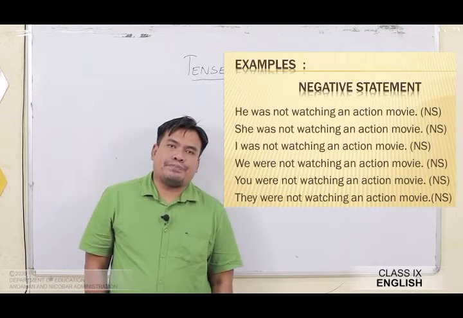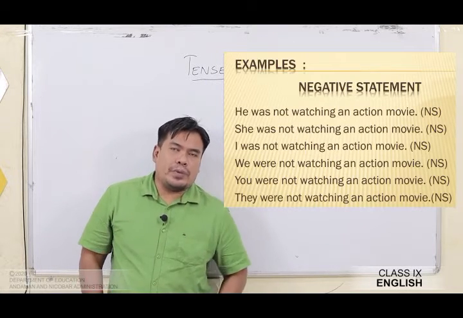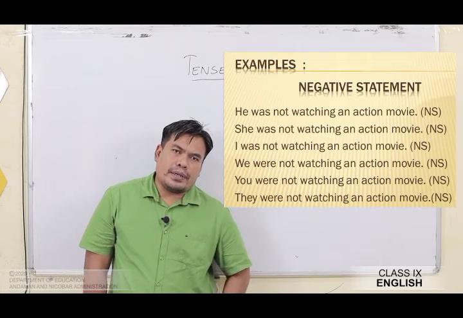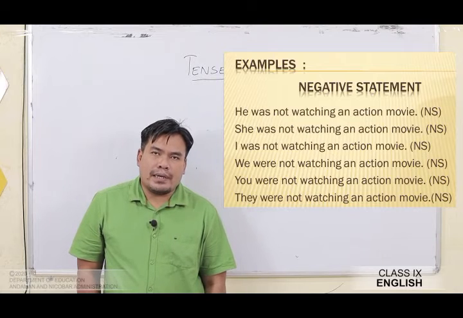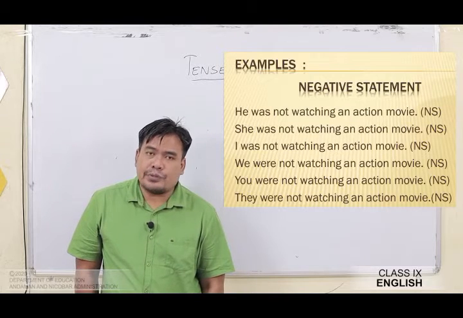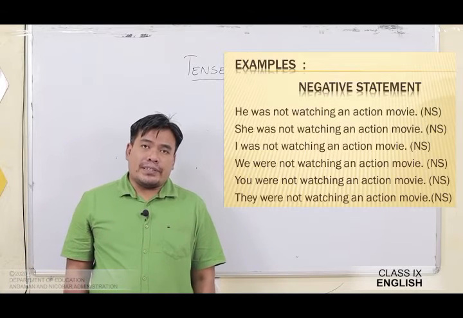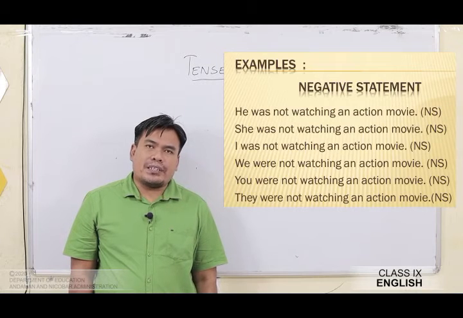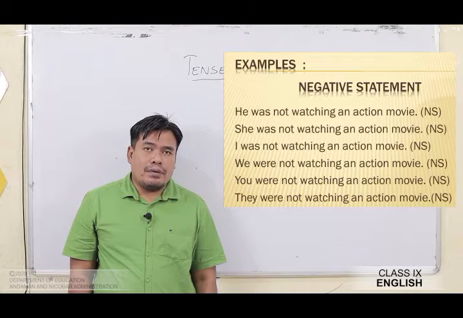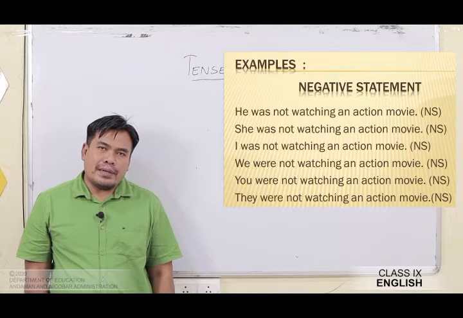the examples. He was not watching an action movie. He was not actually doing that. The boy was not doing it. He was not watching. Remember that the fourth form will be applied as we are talking about the past continuous tense. She was not watching an action movie. I was not watching an action movie. You were not, we were not watching an action movie. You were not watching an action movie. And they were not watching an action movie. Got that?